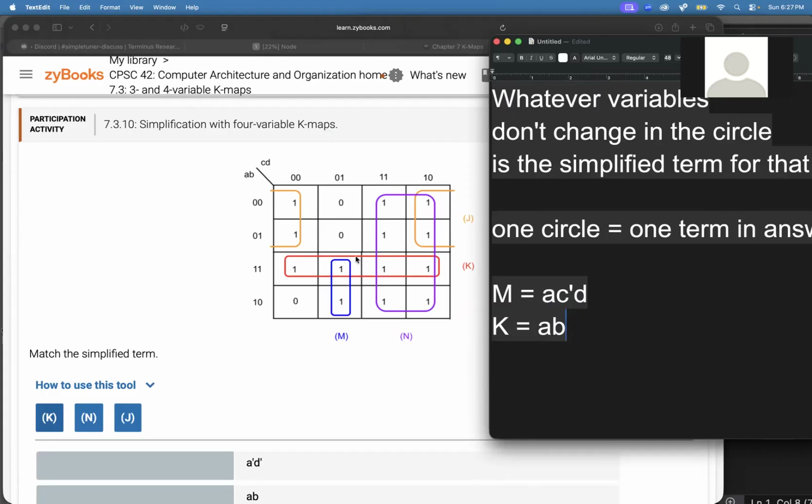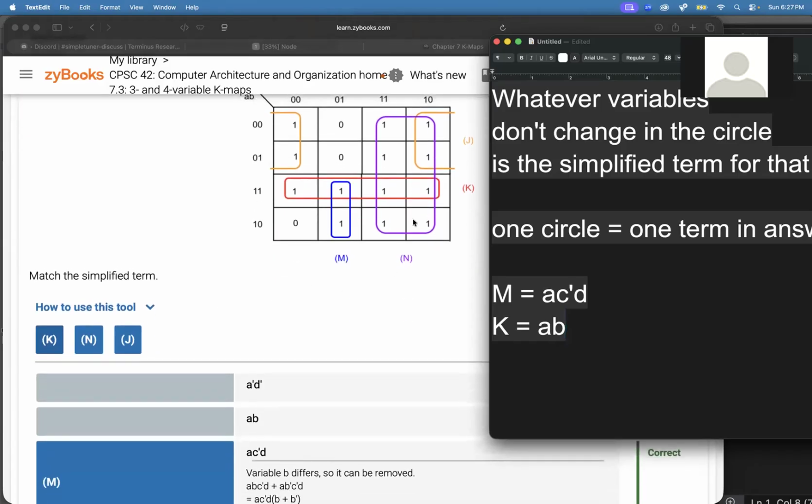And then in the entire box here, I see that C is 0, C is 0, C is 1, C is 1. So C changes in the red box. So we don't write it. And then D, D0, D1. So D changes in the box, so we don't write it. So in the red box, what doesn't change? Just the AB. So K is just AB.